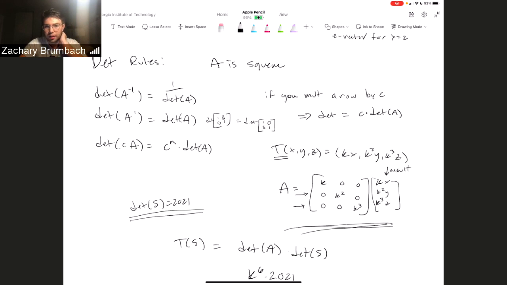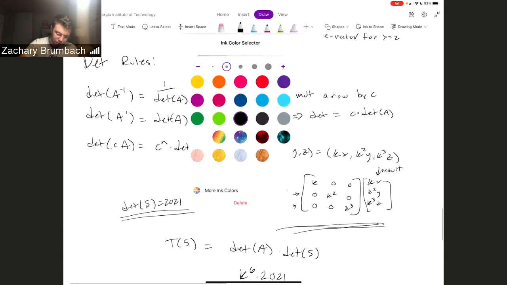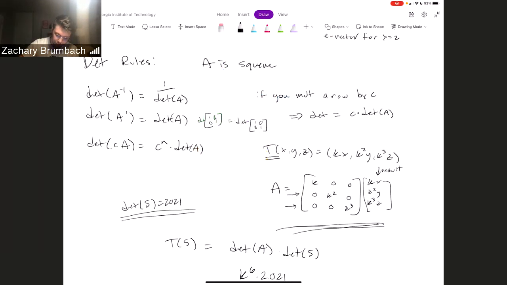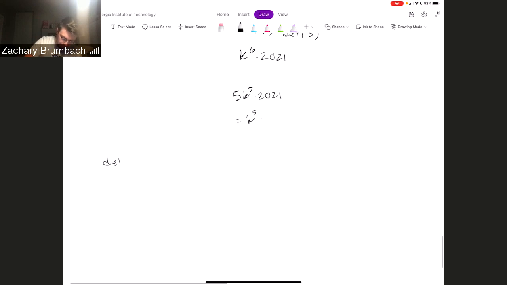Also, if you type in Zachary Brumbach, it should pull up at Gatech. All right, so question 4 in the sample midterm. Suppose A is 3 by 3 with determinant of A equal to 4. Find the determinant of, let me write one more determinant rule: the determinant of A times B is equal to the determinant of A times the determinant of B.